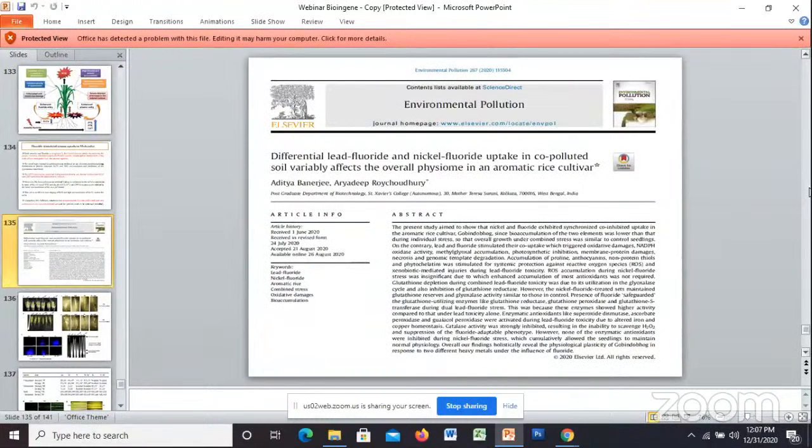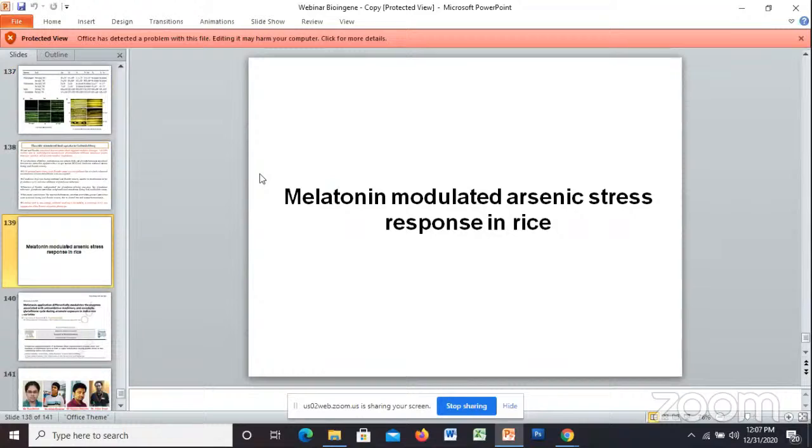Simultaneously, we also showed lead fluoride and nickel fluoride co-contamination, but here lead fluoride is behaving like arsenic fluoride, while nickel fluoride is behaving in a different manner, because nickel is actually trying to protect against fluoride stress. Nickel is not a very pleasant metal, but even then nickel is giving protection. Whereas if there is a lead fluoride co-contamination, it's a severe toxic situation like arsenic fluoride. So the combination of the metal and fluoride is very important. Not always will there be equal danger. Sometimes there may be a promoting effect, sometimes a protective effect. That was shown through this particular work.